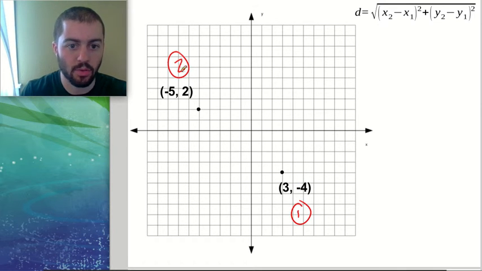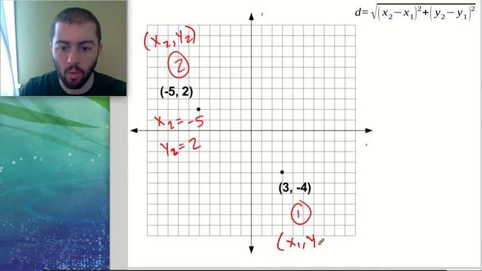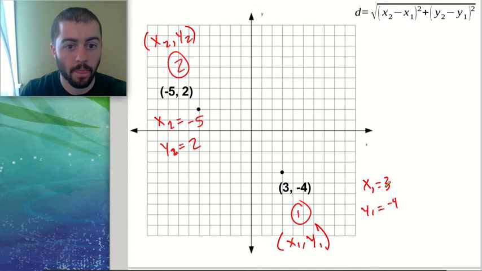So if point 2 here has negative 5, 2 as our coordinates, that means our x2 is negative 5 and our y2 is 2, right? So this point here, what we labeled point 2, it's really x2, y2. And then this point down here, point 1, is going to be x1, y1. By the same token, our x1 would be 3 and our y1 would be negative 4. All right, so now we have all the numbers that we need to plug into the distance formula.